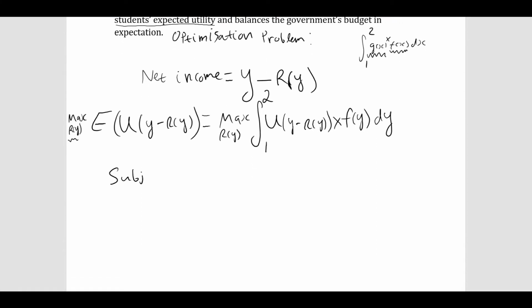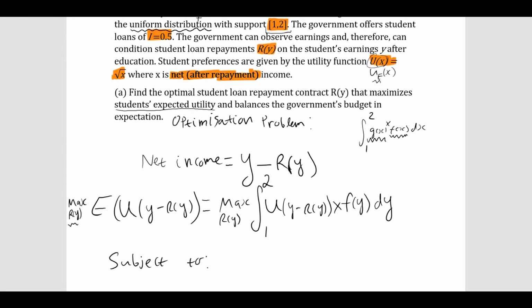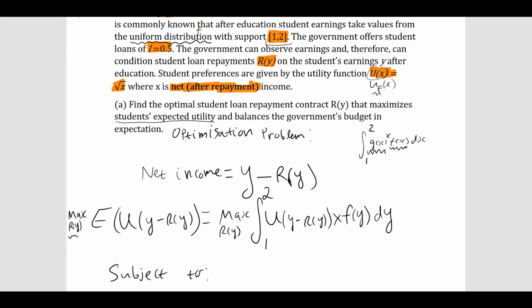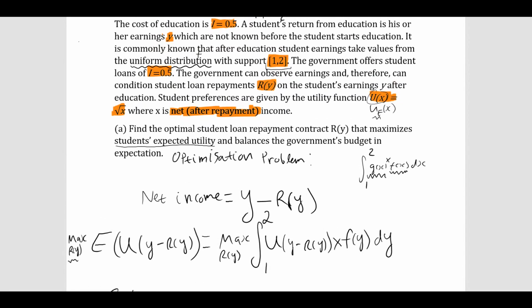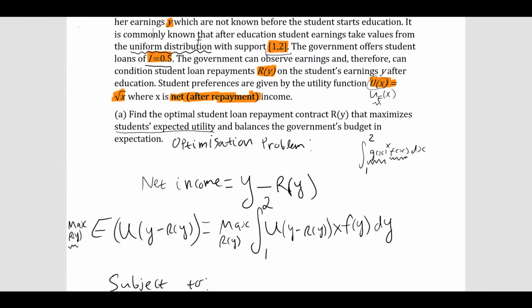Subject to, and to find what it's subject to, I look in the question, and it is subject to the fact that the government offers student loans of I is 0.5. So the government's going to give out 0.5 in terms of the scaled amount.